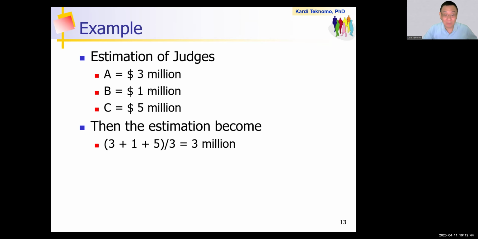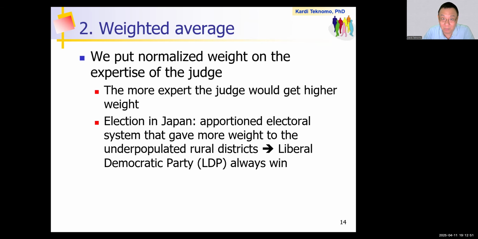Let's contrast this with the second aggregation function, which is, of course, the weighted average. What we do is normalize the weight on the expertise of the judge. So now we don't assume equal weight. Certain judges are more expert than others, and because they are more expert, they will get higher weight.